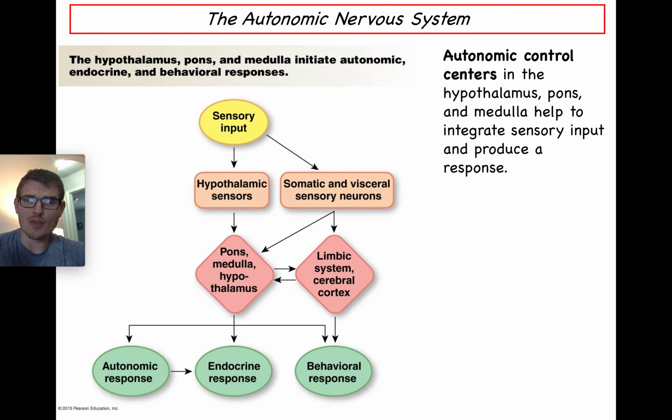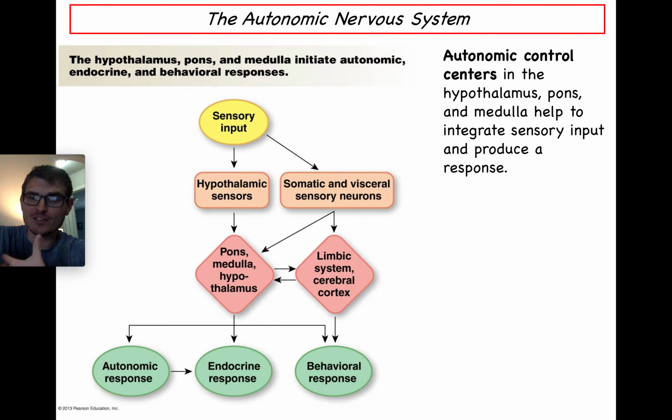So if we start with the central nervous system's involvement here, keeping in mind that when we talk about the autonomic nervous system, most of what we're going to be talking about is the efferent side of things, so information going from the central nervous system after we've already brought afferent information in, we're getting ready to send efferent information out.